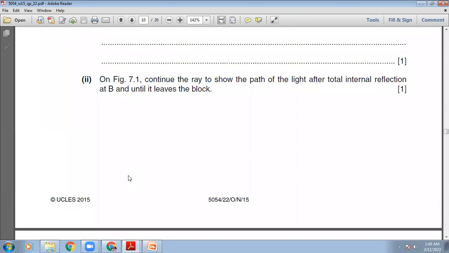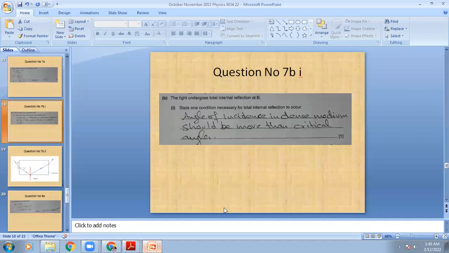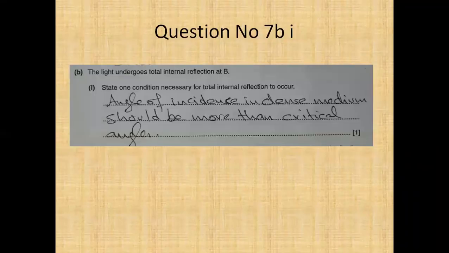Next thing they are asking is: on the figure 7.1, continue the ray to show the path of the light after the total internal reflection at the B and until it leaves the block. So let me show you.